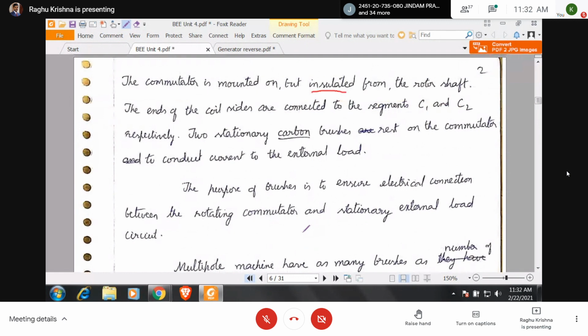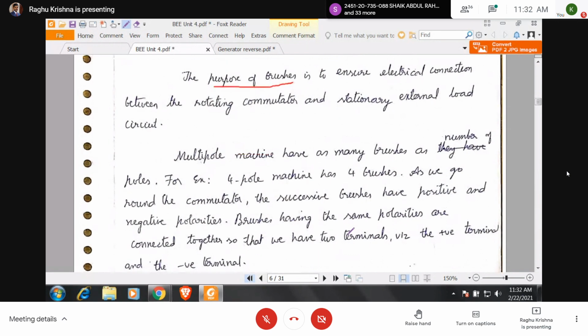Next. The purpose of brushes is to ensure electrical connection between the rotating commutator and the stationary external load circuit. This is the purpose of the brushes.